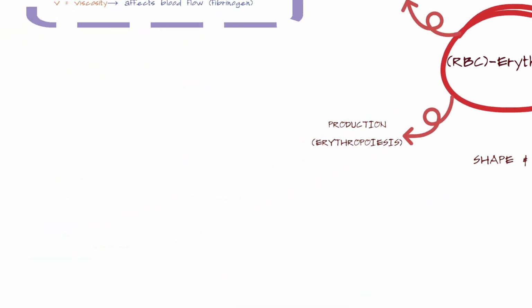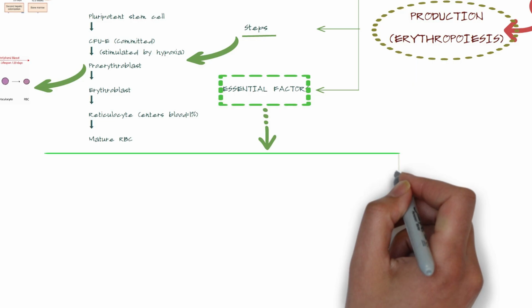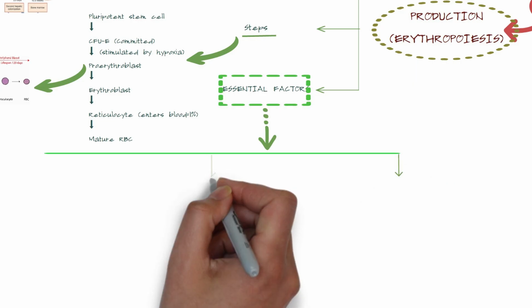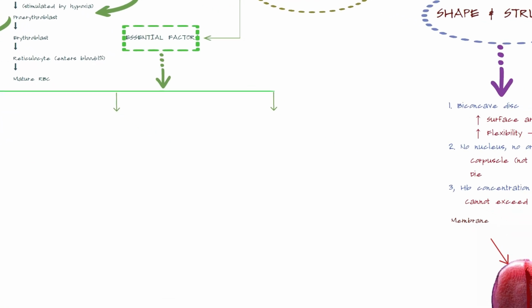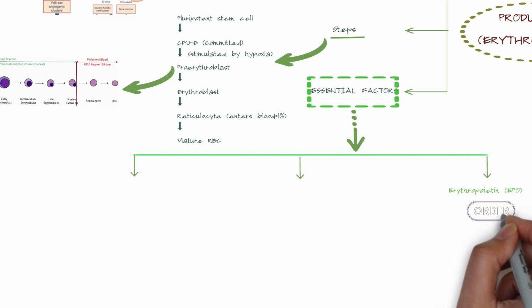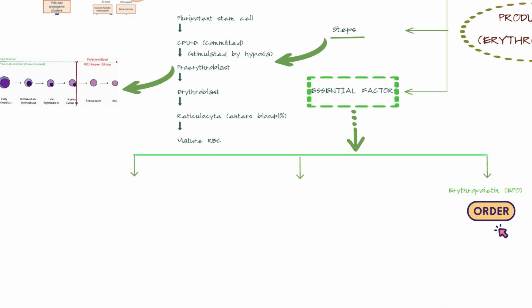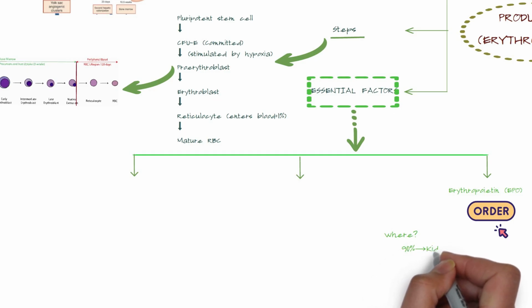Let's discuss the essential factors regulating erythropoiesis, and we will focus on three key factors: erythropoietin, vitamin B12 and folic acid, and iron. First, start with erythropoietin, which is the primary stimulus, the trigger that gives the order to the bone marrow to produce the RBCs. Where is it produced?